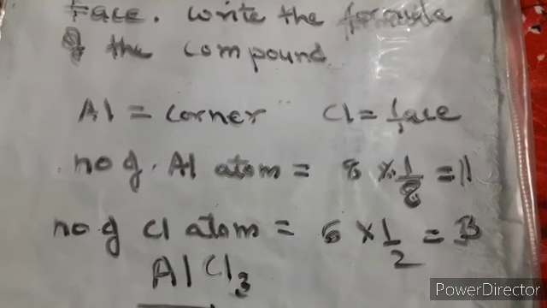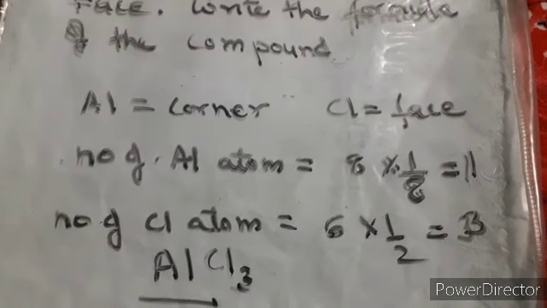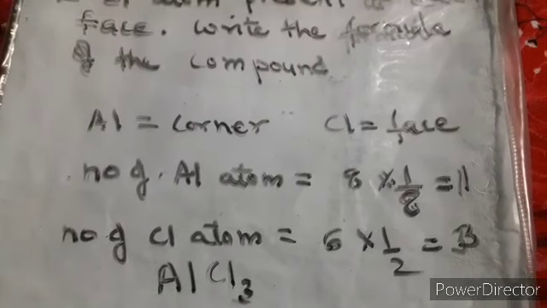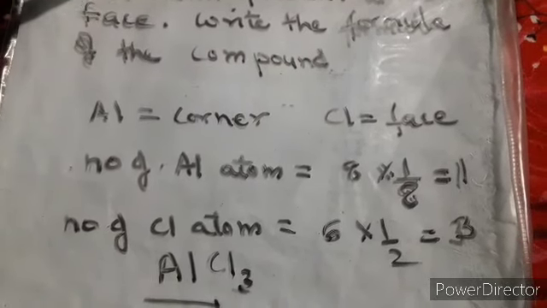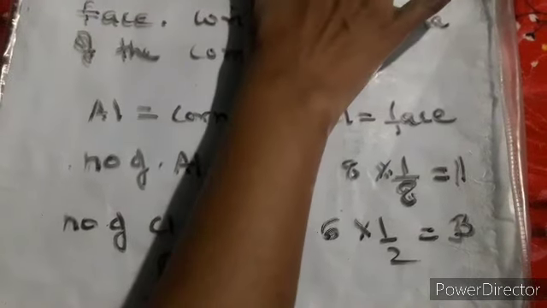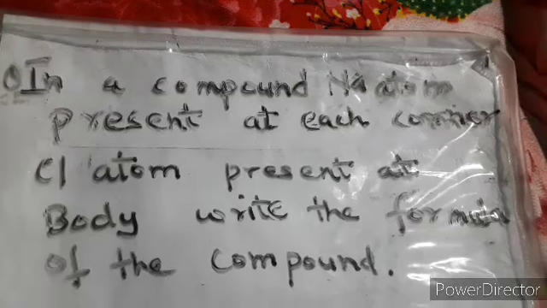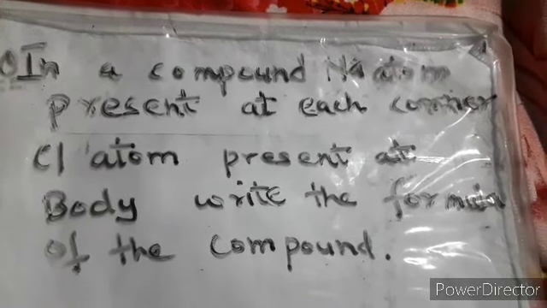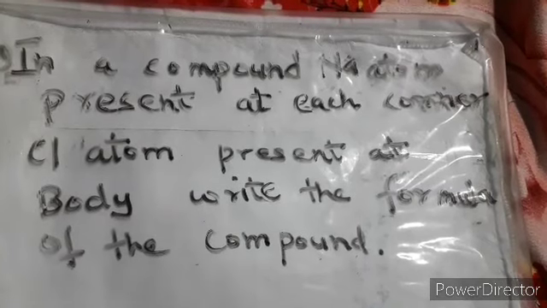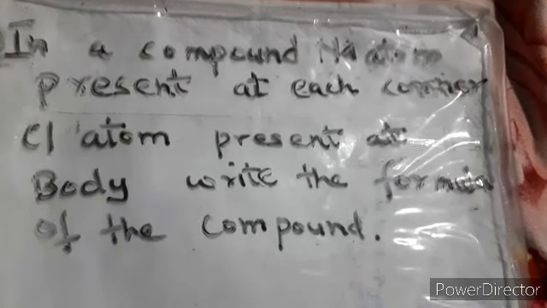Now once again we can see a different case. If they give you a body point, then you have to focus on it, instead of giving you a face, they say Cl is present at the body. Now this is another question which I have written, and you can see: in a compound, Na atom is present at each corner and Cl atom is present at the body, write the formula of the compound.